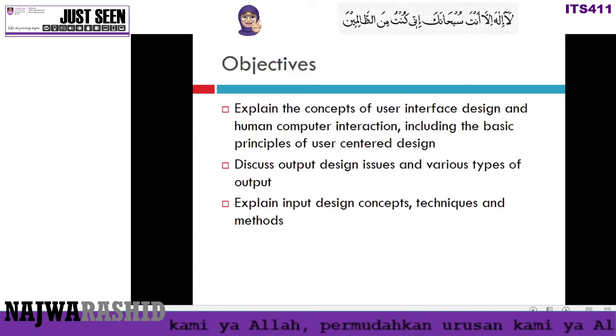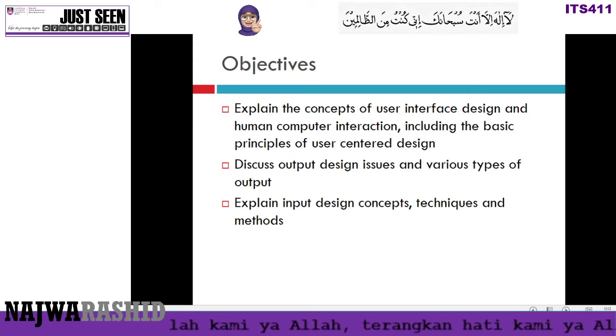The first one, you should be able to explain the concept of user interface design and human-computer interaction, including the basic principles of user-centered design. Second, you should be able to discuss the output design issues and the various types of output. And the third, you should be able to explain input design concepts, techniques, and methods.